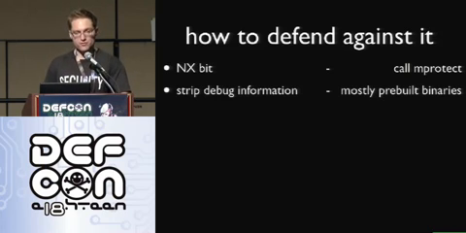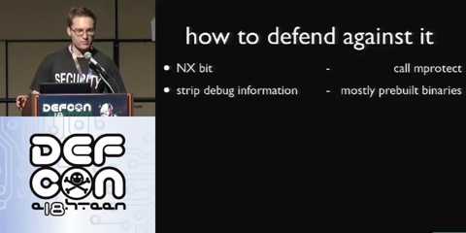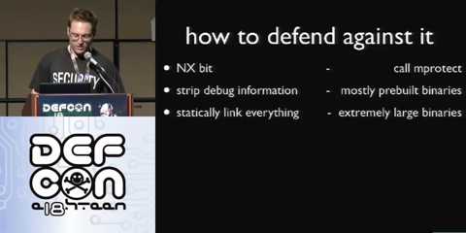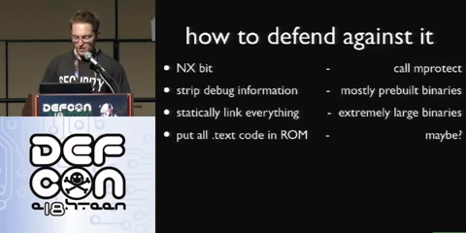You can strip out debug information, but most people just use pre-built binaries. Most people just use whatever comes with their distribution of Linux. So I can just get that VM, download the debug symbols, and figure out all the offsets myself. You can statically link everything if you want, and then you still have the problem of getting overwritten otherwise, but you don't have to worry about your global offset tables getting poisoned. The problem with that is your binaries get pretty fat.